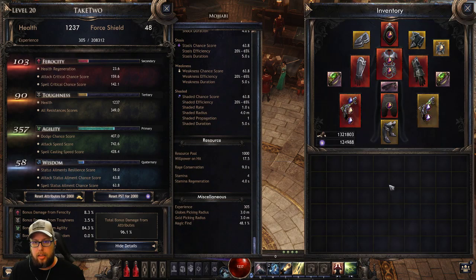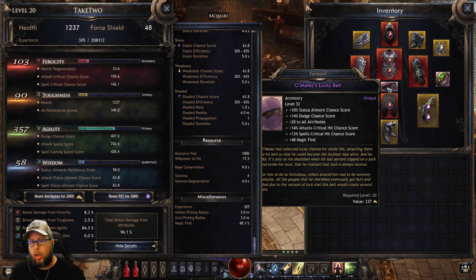Last but not least, I'm not sure if I went over this or not. A lot of people said, well, is O'Malley's just a plus? It doesn't say plus 48%. So is it just like plus 48 to your Magic Find score? Or is it actually like plus 48 to your Magic Find chance? Because there's no percent symbol on the belt, right? It just says plus 48 Magic Find.